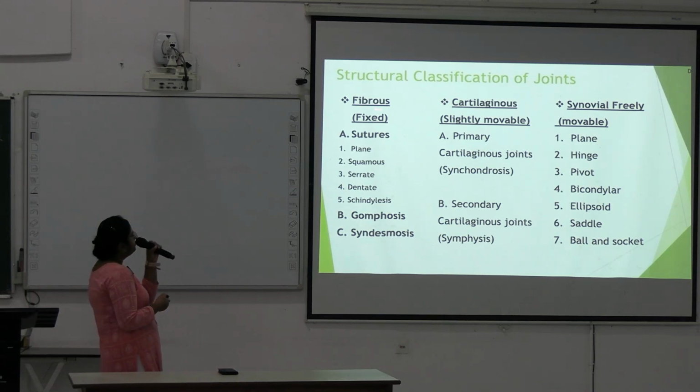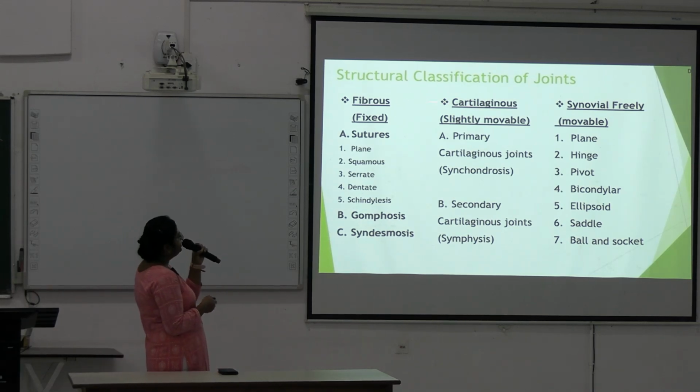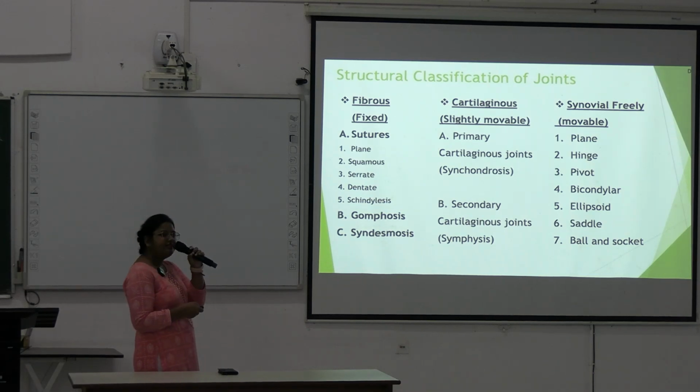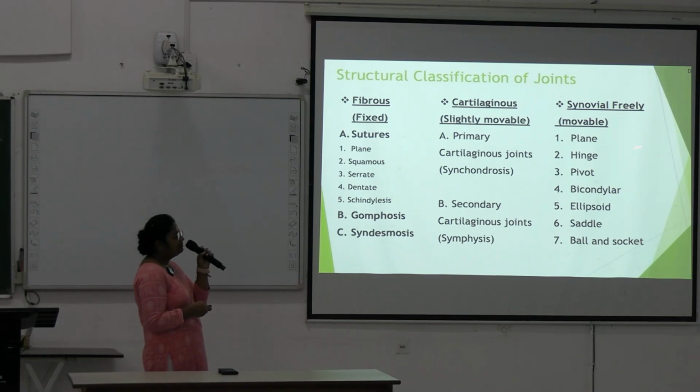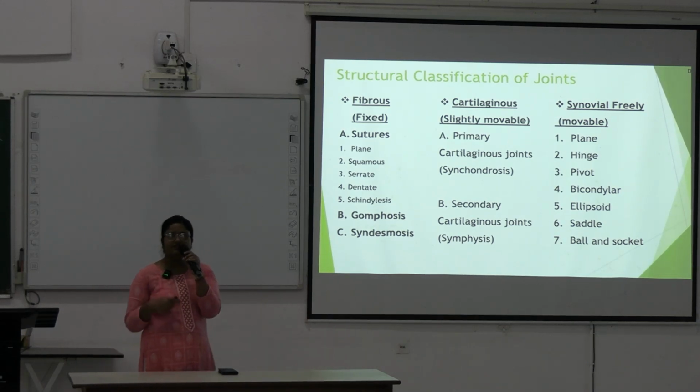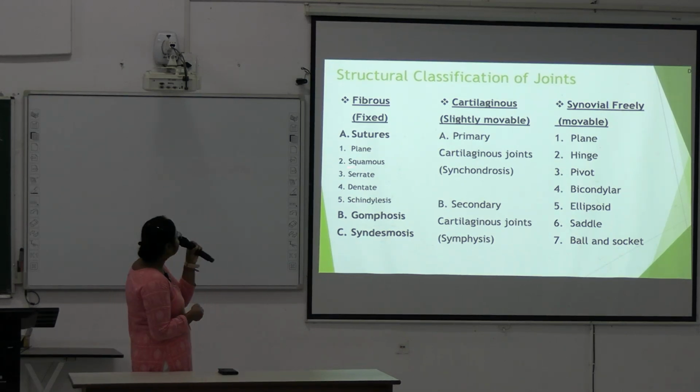Okay. So according to structural classification, joints are of three types. Fibrous joints, these are fixed joints. Cartilaginous joints, these are slightly movable. And synovial joints, these are freely movable joints. So these are the three types of joints: fibrous joint, cartilaginous joint and synovial joints.